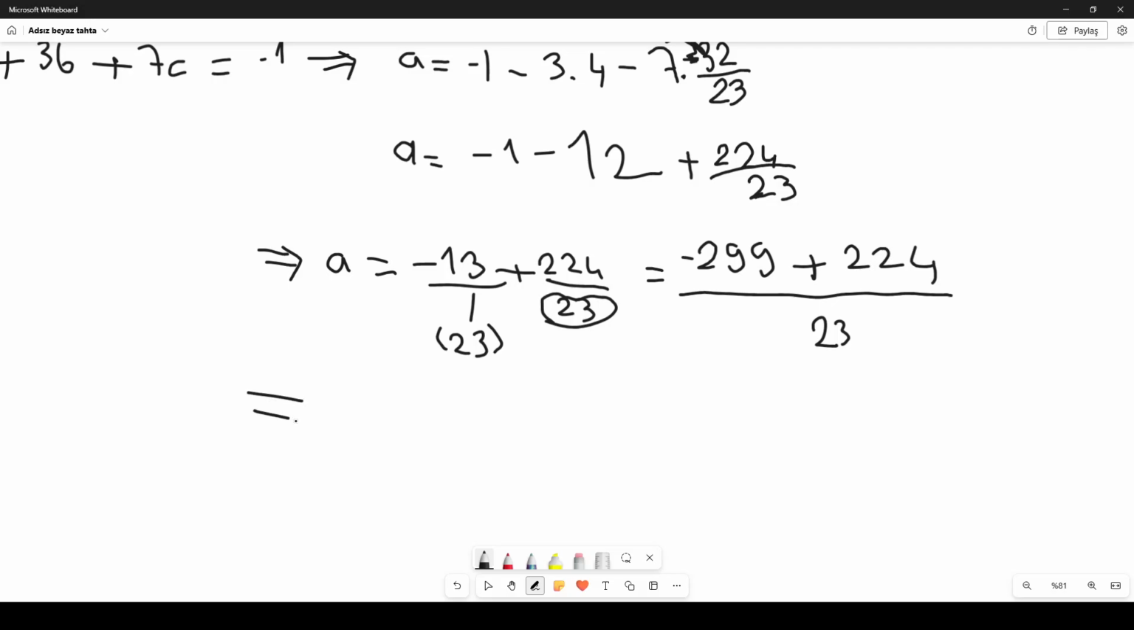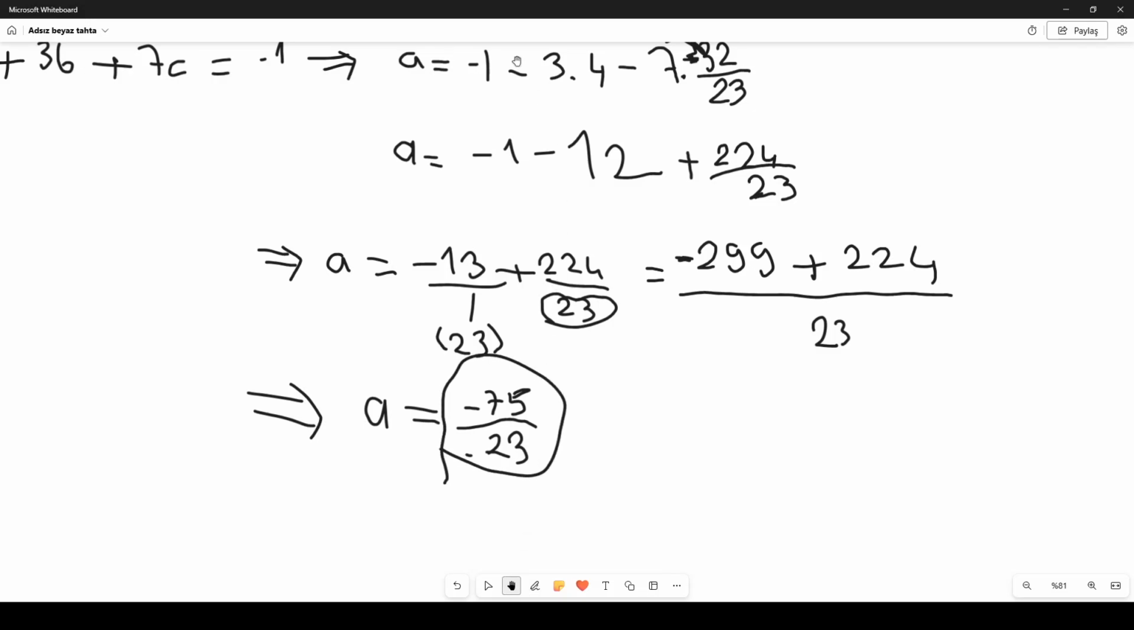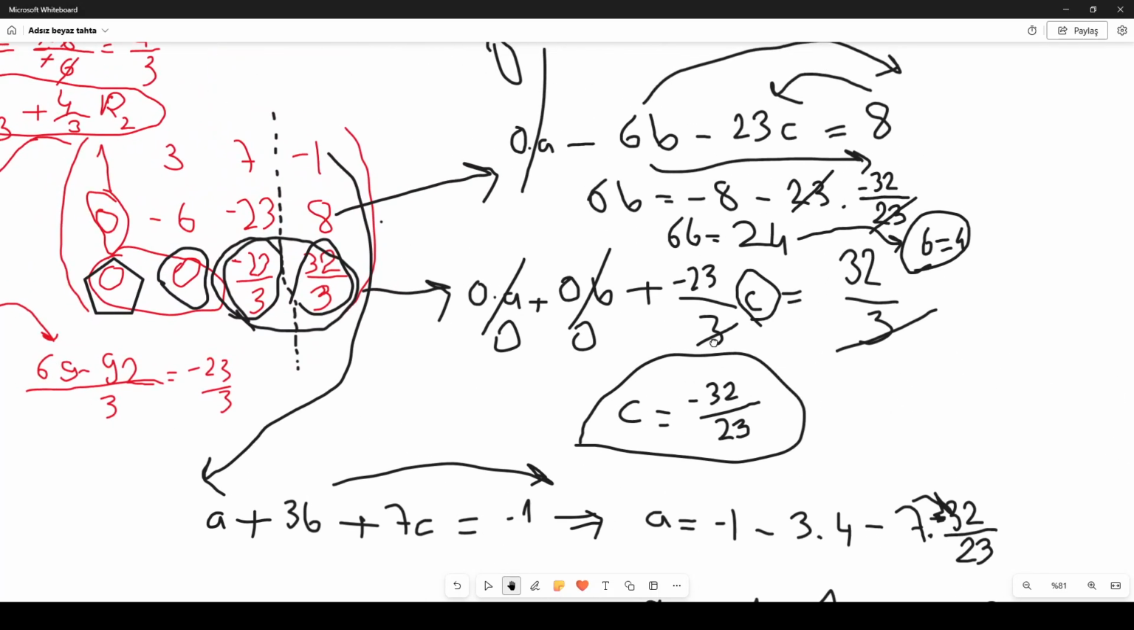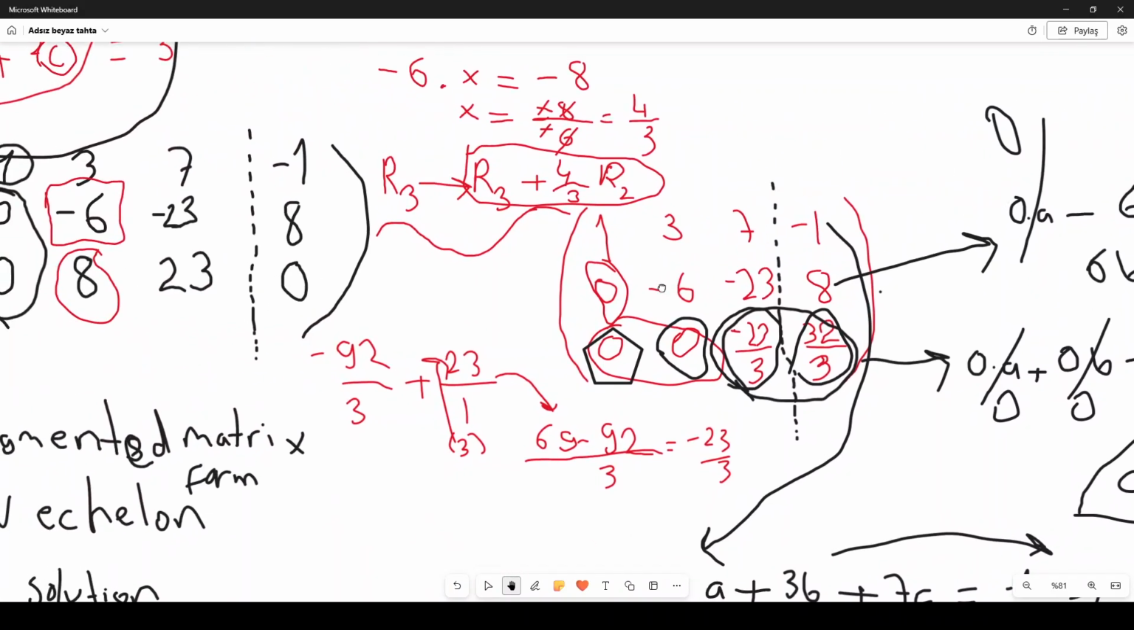And our final step, let's finish this. Alright, let's find the value of the last unknown variable, which is A is equal to what? Right, this is minus. We must be careful about that. So the result is minus 75 over 23, guys. Right, we found the last unknown variable. Alright then, now it's good news. We're done with our Gaussian elimination method, right?